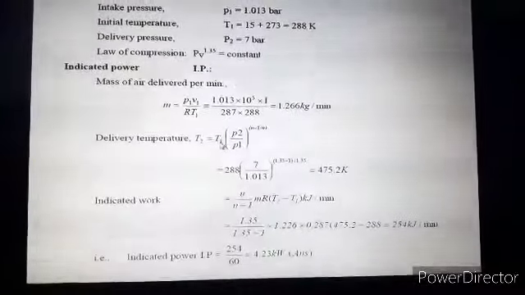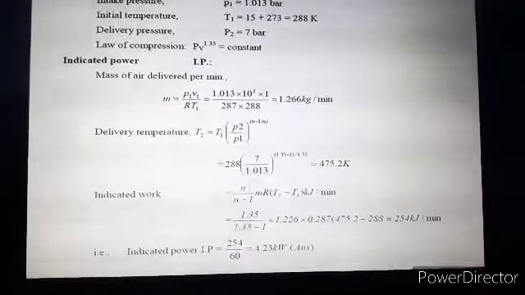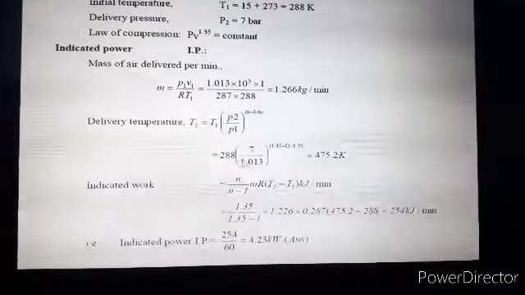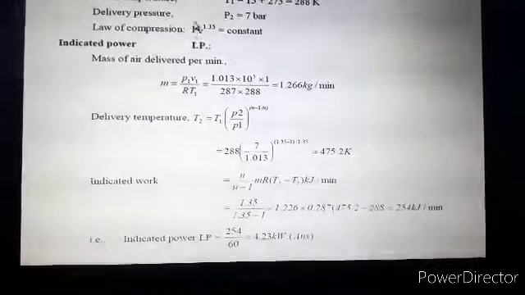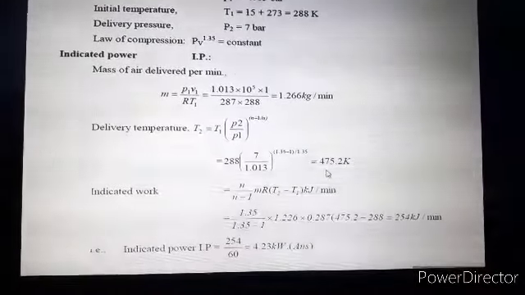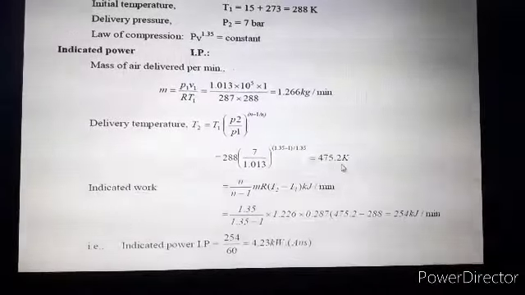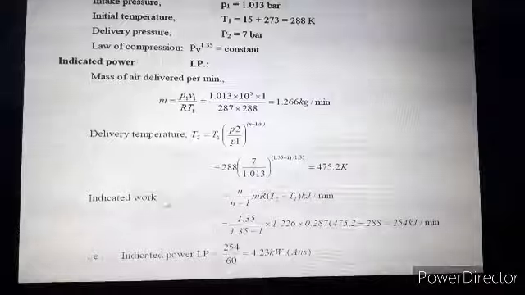Again we know the temperature T1, it is 288. We know the pressure P2, it is 7 bar. Then pressure P1 is 1.013 bar. When we substitute the values, the polytropic index small n is 1.35, that is given in the statement also. So when we substitute all these values, we get this temperature in Kelvin. It is 475.2 Kelvin.